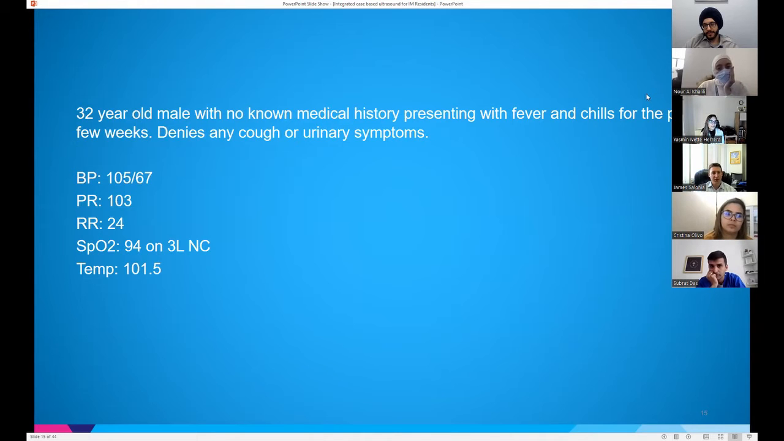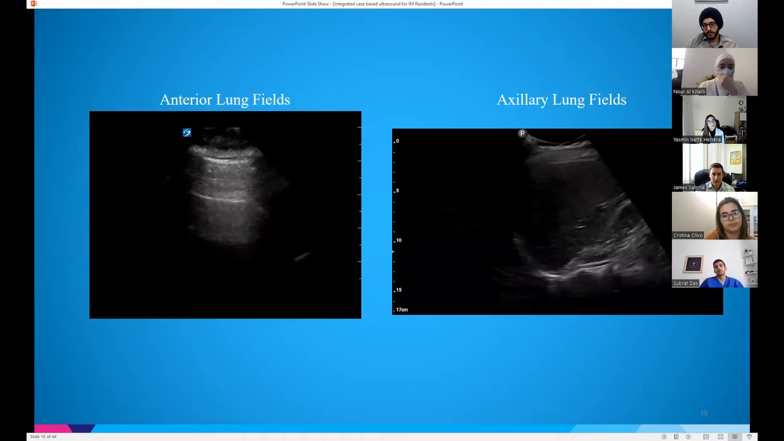All right, nice job. So let's go to the next case. So 32-year-old male, no known medical history, coming in with fever and chills for the past few weeks, no cough, no urinary symptoms, borderline hypotensive 105/67, a little tachycardic at 103, slightly tachypneic at 24, slightly hypoxemic at 94% at 3 liters, and febrile to 101.5.